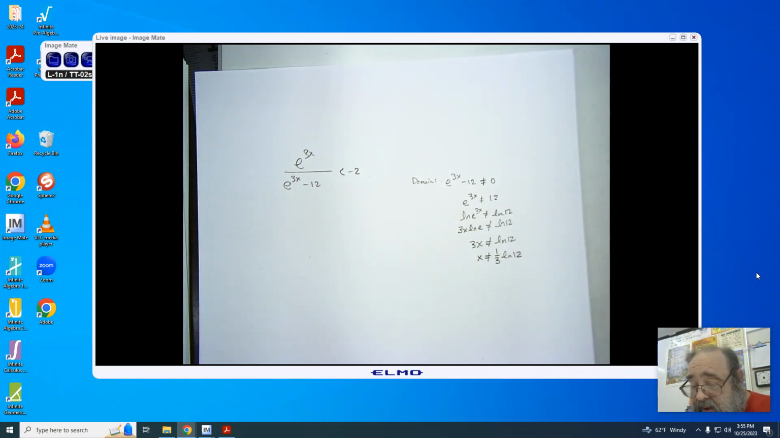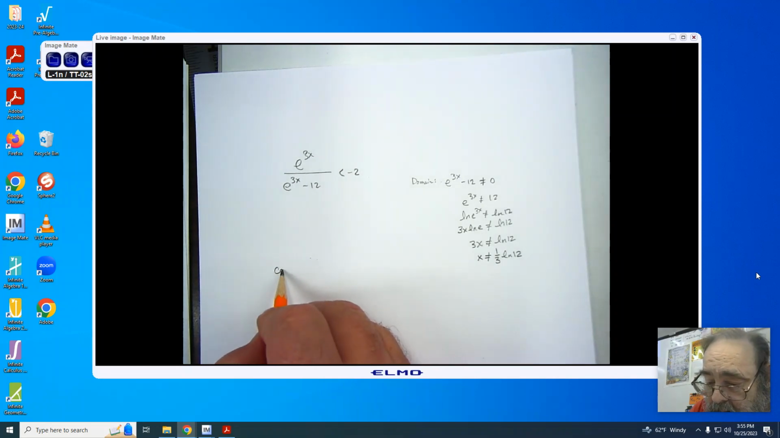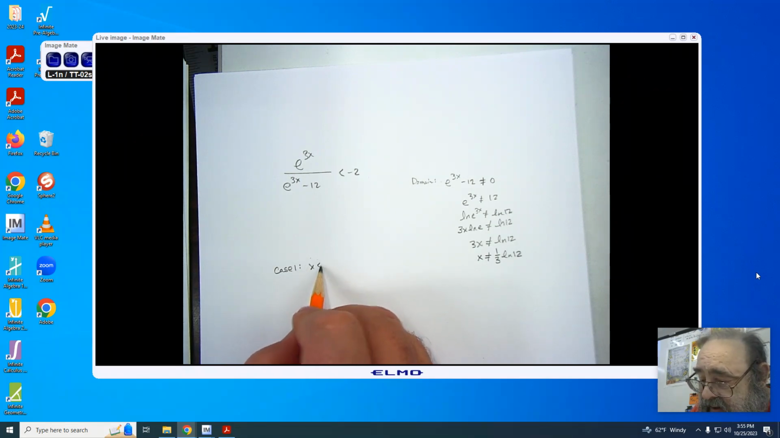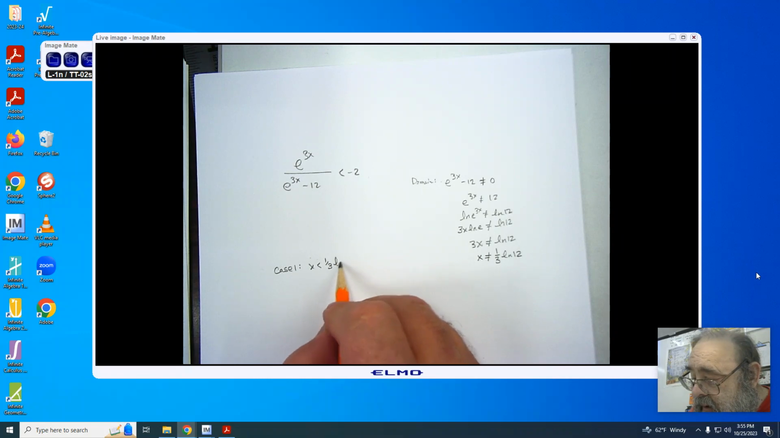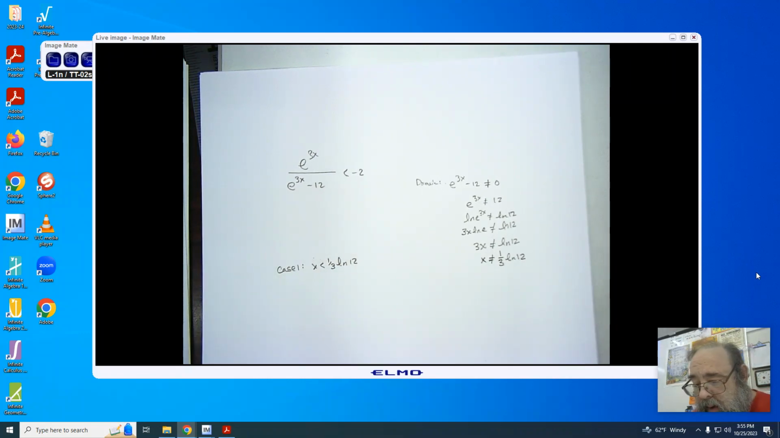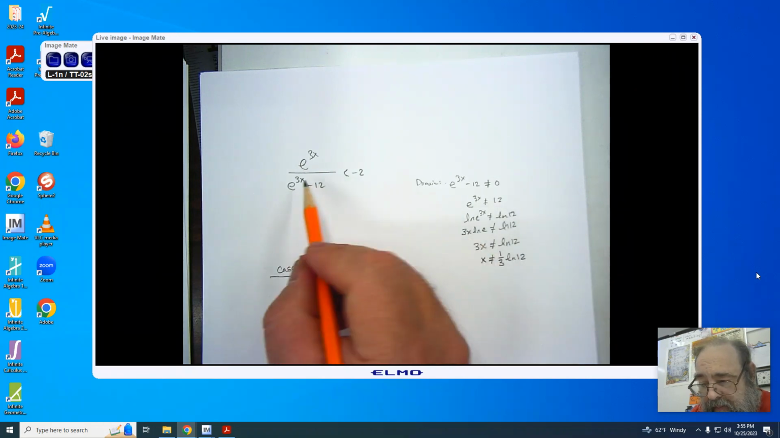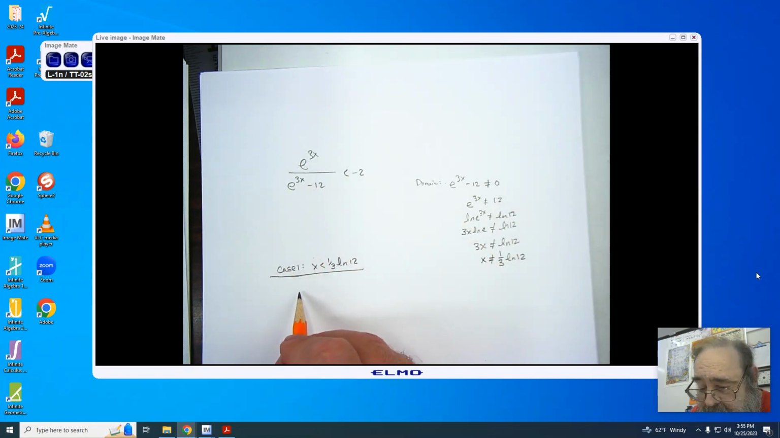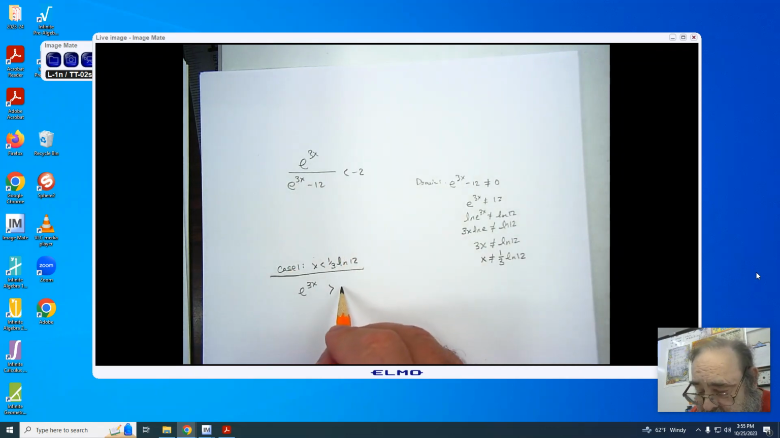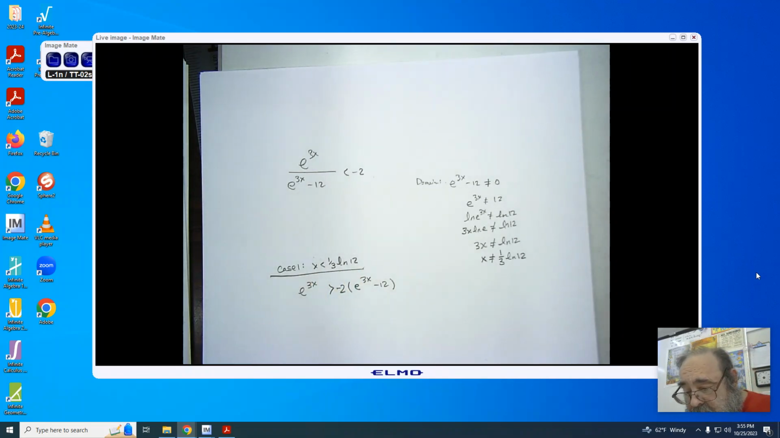So we now have two situations within our cases. Case 1 is the negative, which would mean that x is less than 1/3 ln of 12. This is the first piece. Now, if I put that in, I'm going to end up having e to the 3x is greater than, because this will be a negative, e to the 3x minus 12. Once again, this is when x is less than 1/3 natural log of 12, and that will mean that I will have a smaller value and the result will be negative.